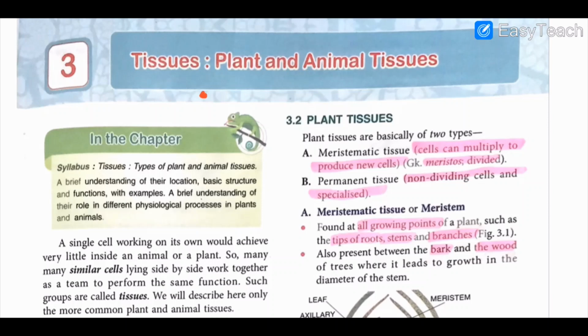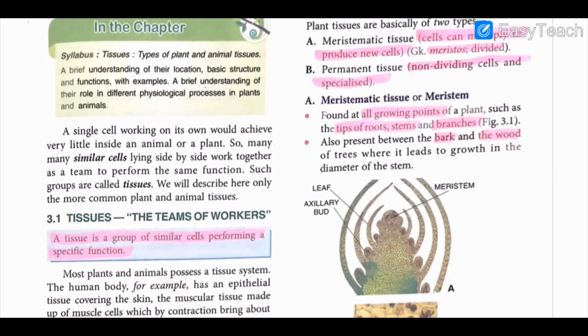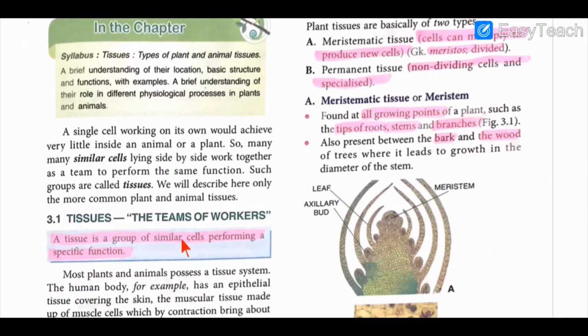And we will describe here only the common plant and animal tissues. Here, as in this textbook, we'll only study about plant and animal tissues as of now. So, tissues are also called the teams of workers, and its proper definition is: a tissue is a group of similar cells performing a specific function. So 2 words I want you to underline over here are similar cells and specific functions, because different cells that have different functions cannot come together and perform a specific function.